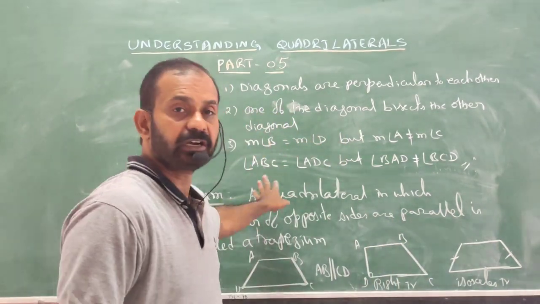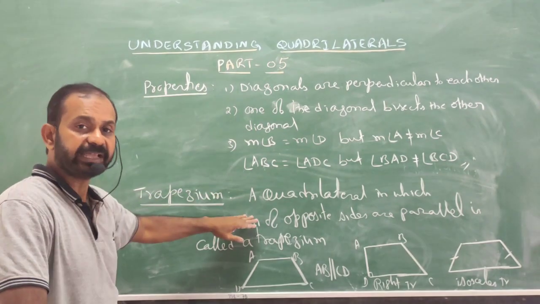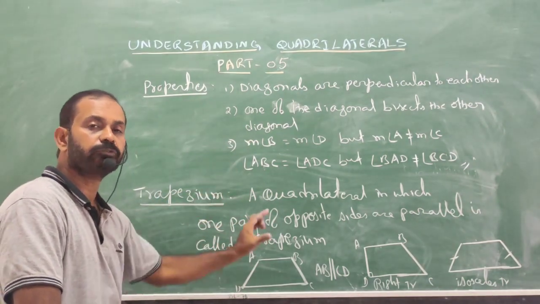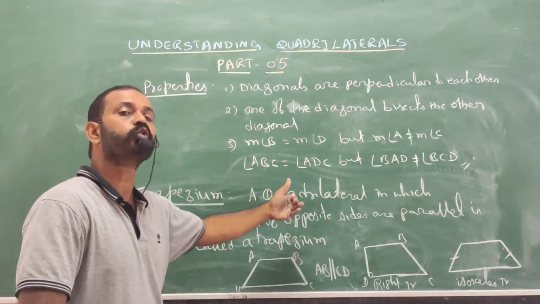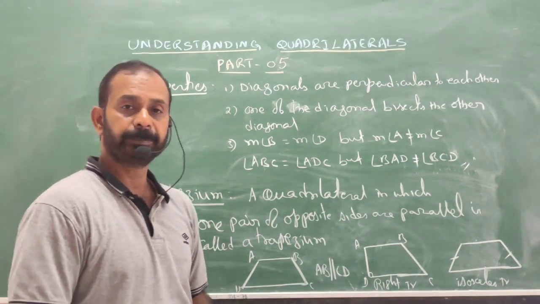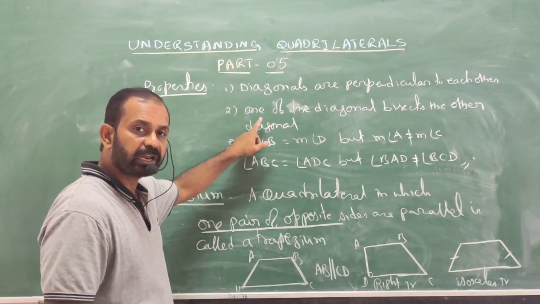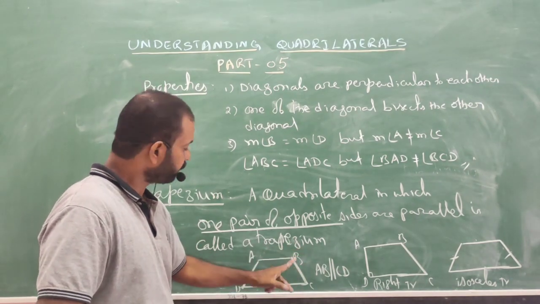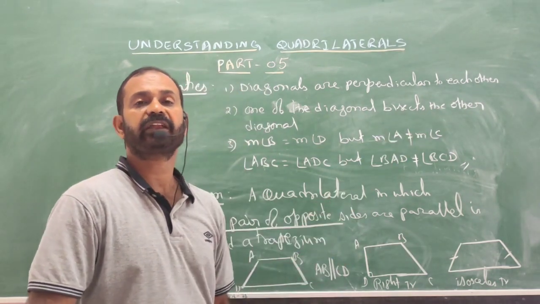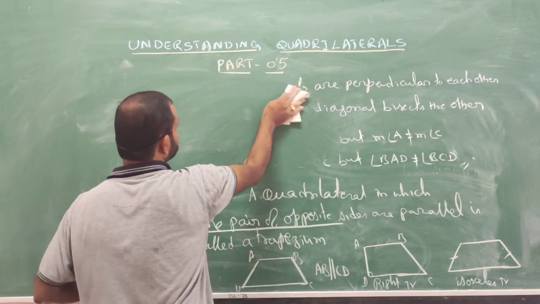So I hope this is clear about what you mean by a quadrilateral, what you mean by a kite and its properties, and what you mean by a trapezium. Only in kites do we have consecutive sides. From the trapezium onwards we will have one pair of opposite sides, two pairs of opposite sides, only opposite sides we will deal with. Next, we will come to the parallelogram. In a trapezium, one pair of opposite sides. In a quadrilateral, if two pairs of opposite sides are parallel, this is one pair, this is another pair, then the quadrilateral is called a parallelogram. The next one is the parallelogram.